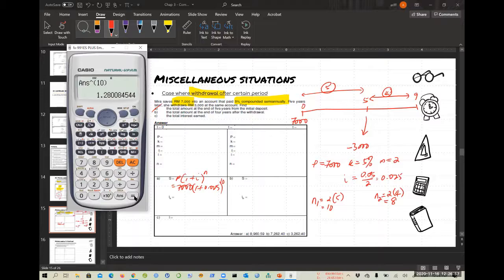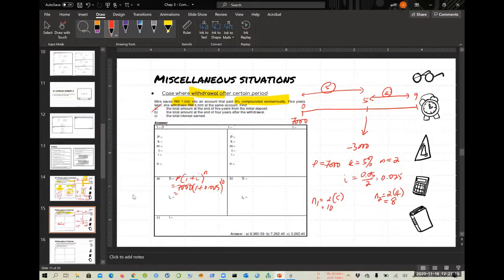So equal sign, you get 1.28, and then multiply with 7,000. So this gives you 8960.59. Okay. Right. So that is for the first one.